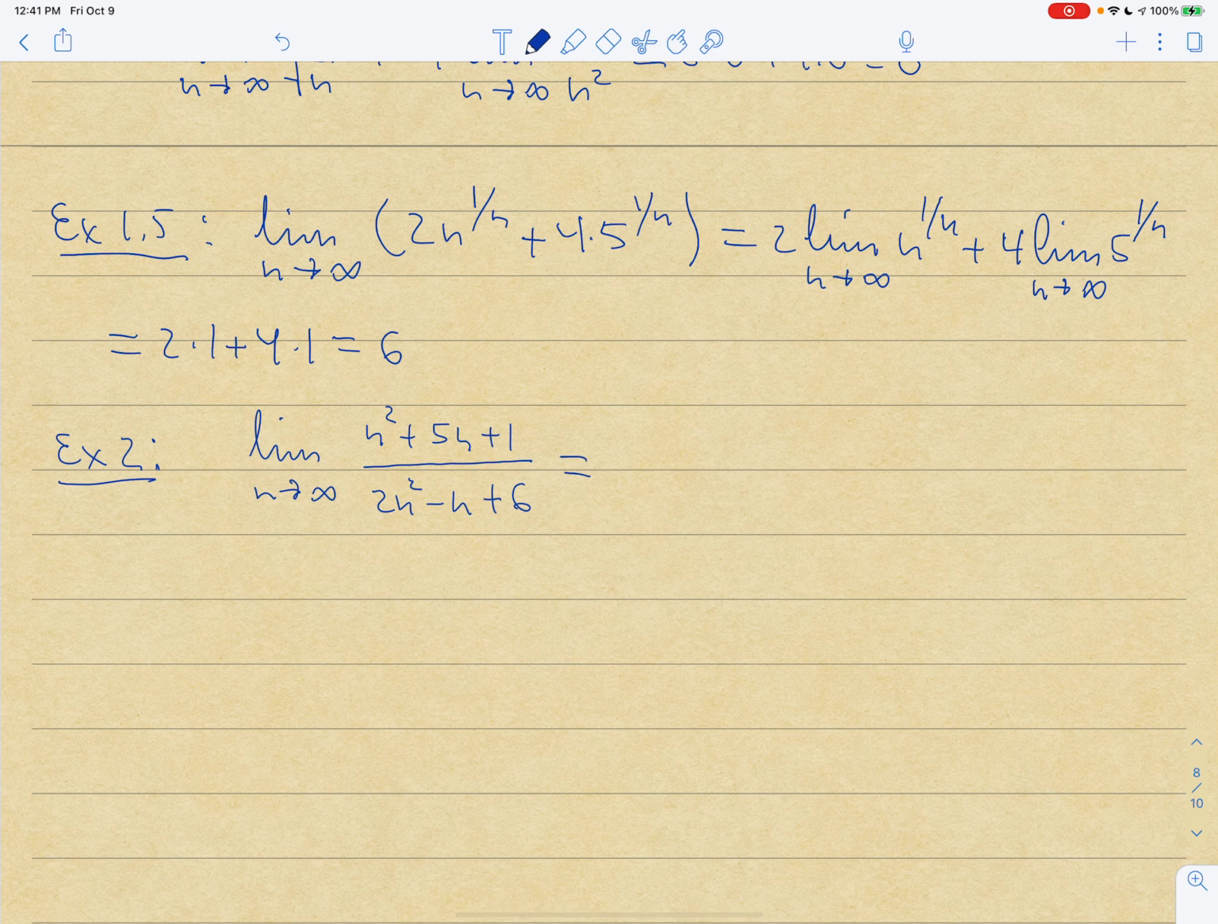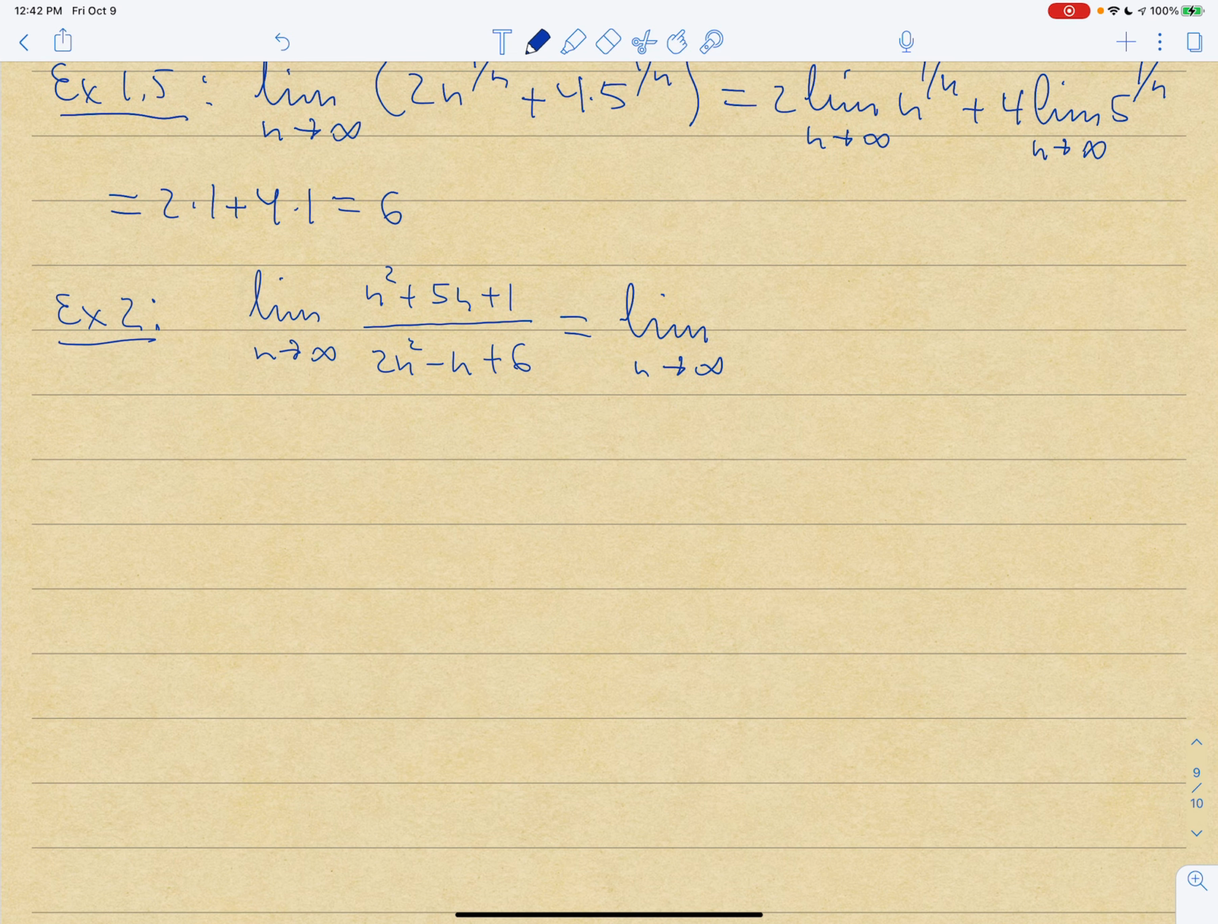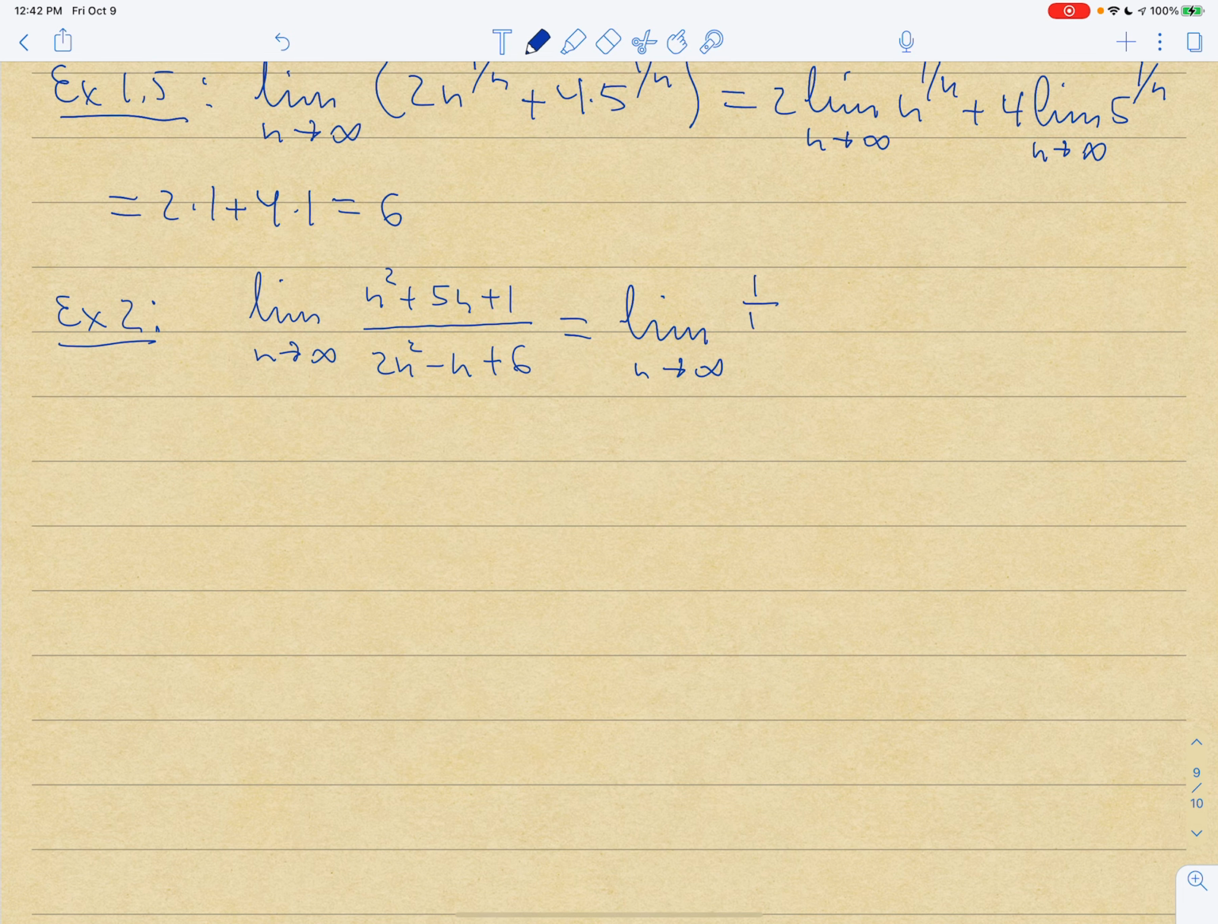Okay, so how do we do that? Again, this is something that you should remember from calculus. In this case, what you get is an indeterminate form, infinity over infinity, because both the top and the bottom go to infinity. How do I get rid of those infinities? I can divide both top and bottom by the highest power of n, which in this case is n squared. So this is the same thing as 1 over n squared times n squared plus 5n plus 1, divided by 1 over n squared times 2n squared minus n plus 6.